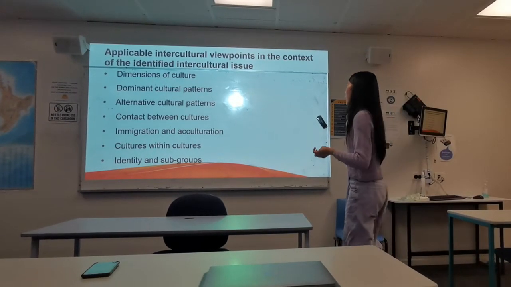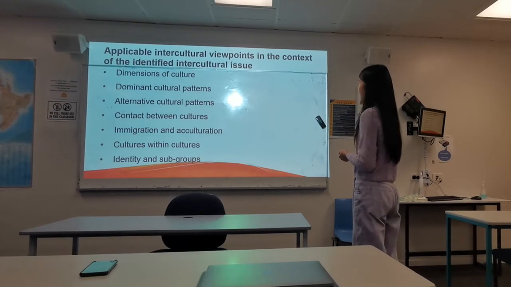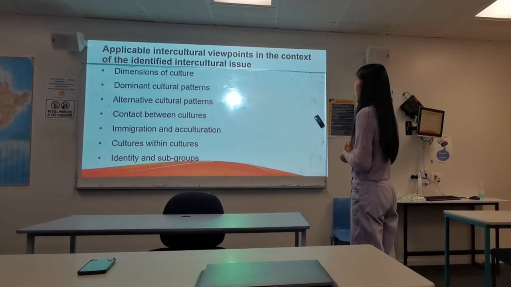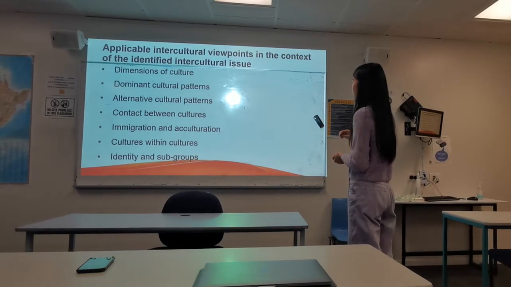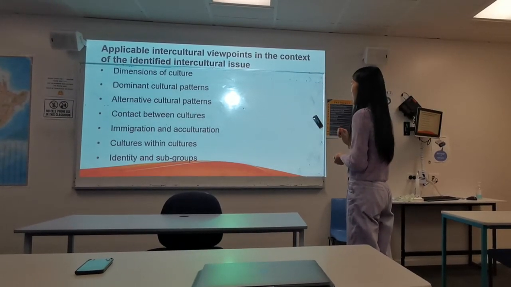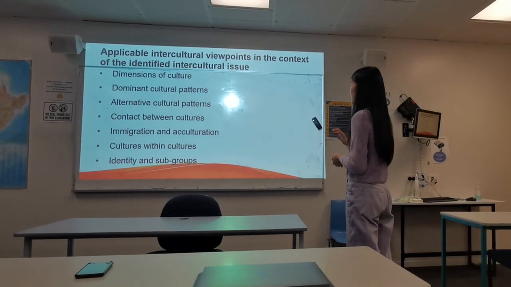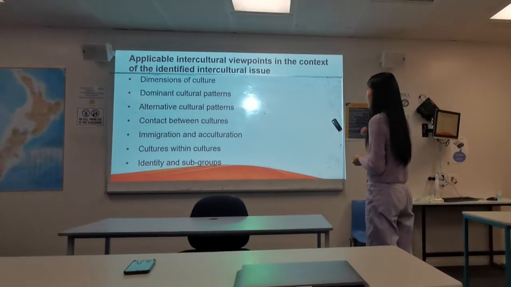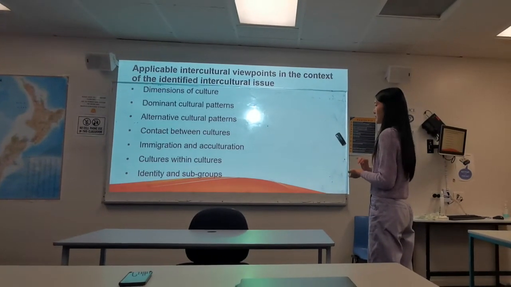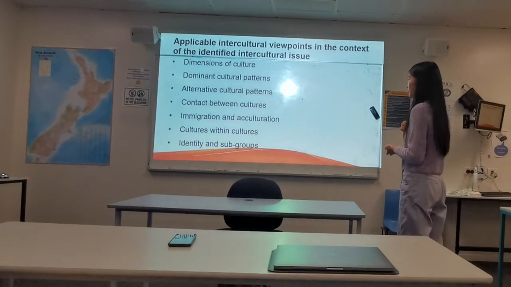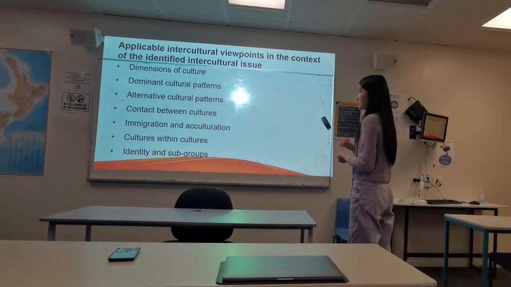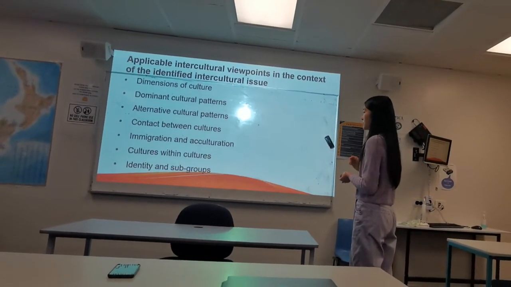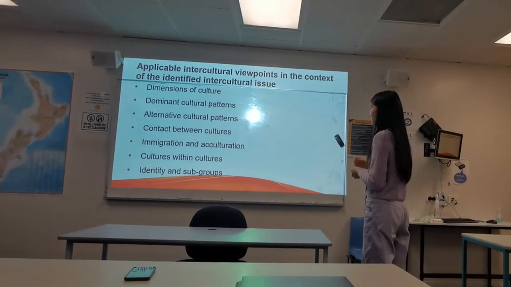And here are some acceptable intercultural viewpoints in the context of identifying intercultural issues: dimension of culture, dominant culture patterns, alternative culture patterns, contact between cultures, immigration and acculturation, and identity and subgroups. Dimension of cultures, according to Hofstede's dimension of cultures theory, can be divided into 6 aspects, like masculinity and femininity, long-term orientation and short-term orientation, and also individualism and collectivism, something like that.